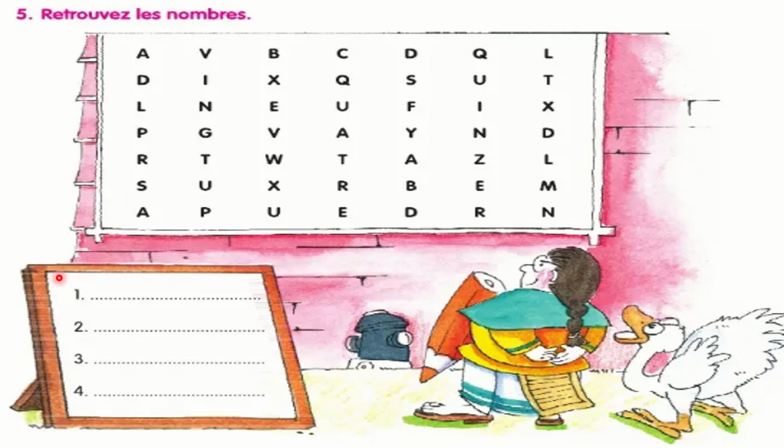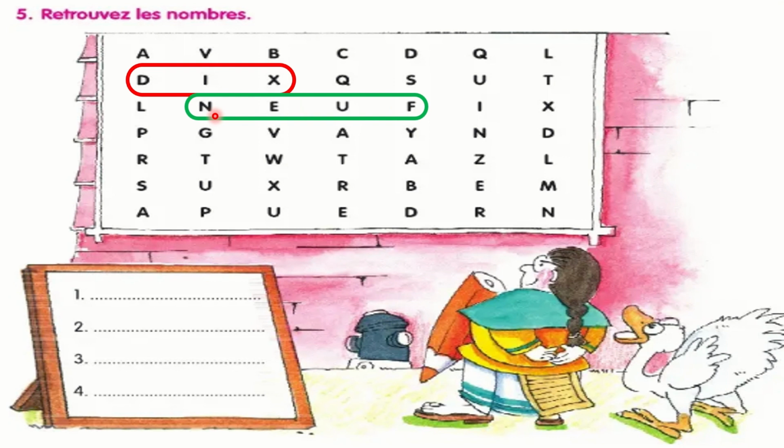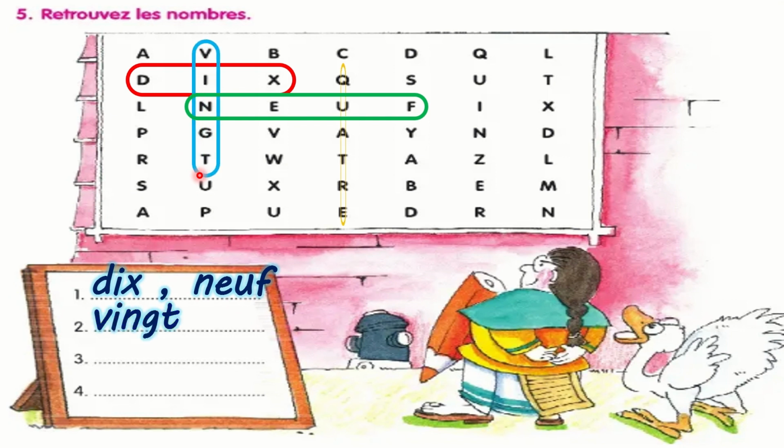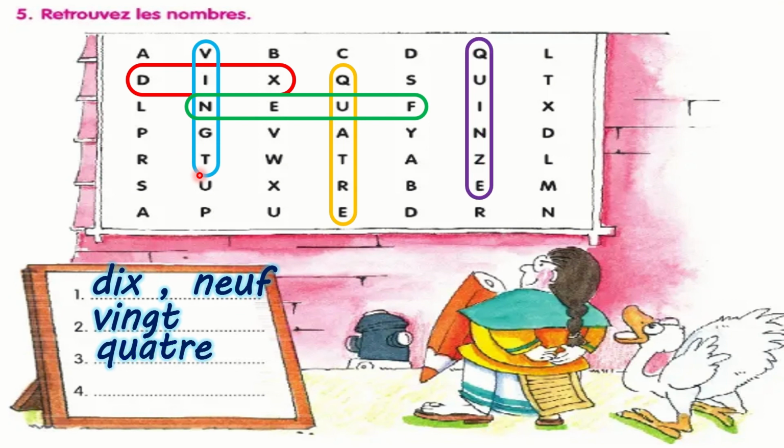Do remember, you can find more than 4 or 5 numbers and it totally depends on you which ones you want to write. The first one that we can find is dix, which is 10, and the next is neuf, which is 9. We can write both of them. Then we have vingt, 20 means 20. The next word that we have is quatre, quatre means 4. Then we have quinze, quinze means 15.